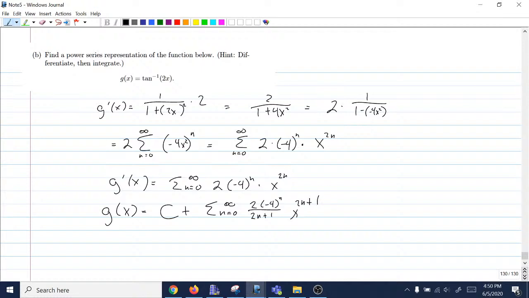And how do I find that constant? I plug in 0. G of 0 is going to be c, which needs to be tangent inverse 0. Tangent inverse 0 is 0, so c is 0.